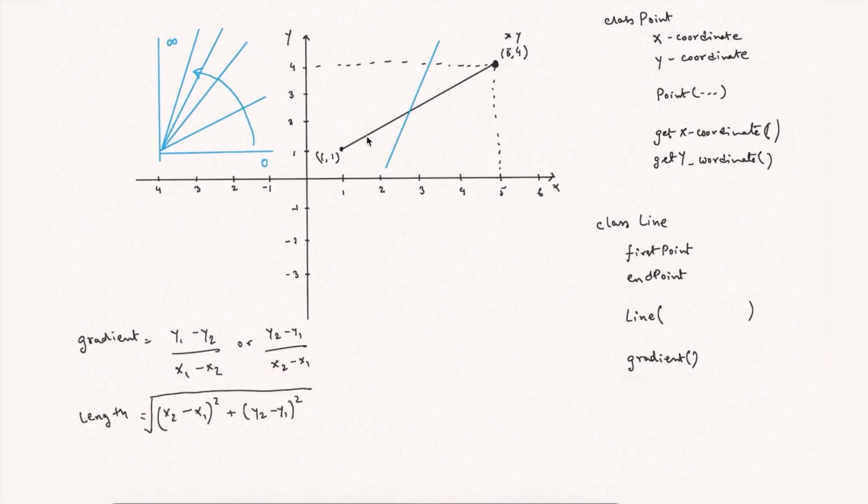Now, a line can have another property. It can have a length. So if we have 2 points and we draw a line between those 2 points, what is the length of the line? That is given by this expression. We find the difference of the x-coordinates, we square it. We find the difference of the y-coordinates, we square it, we add them two together, and then we take the square root of the whole thing. So that can also be another method for the line. We can say find length, right? And this can be another method.